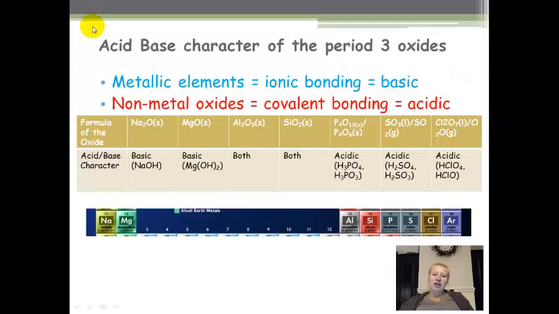We can also look at the acid-base character of the period 3 oxides. So, metallic elements, the ones that are ionic in character, are basic, and the non-metal oxides, the ones that are covalent in character, are acidic, and those that are in the middle are actually both acidic and basic. So we use a special word for those called amphoteric.